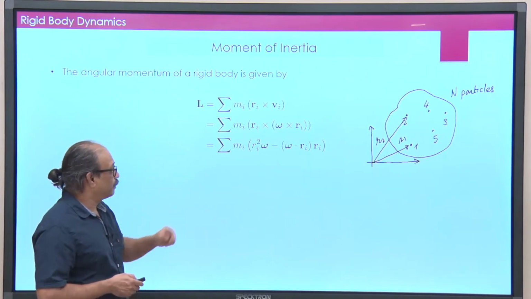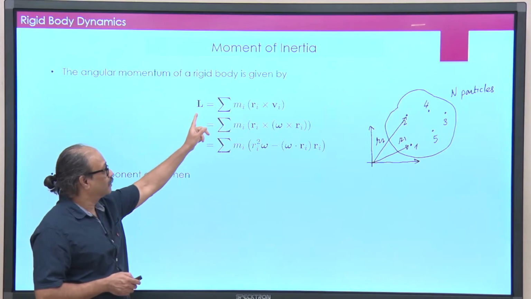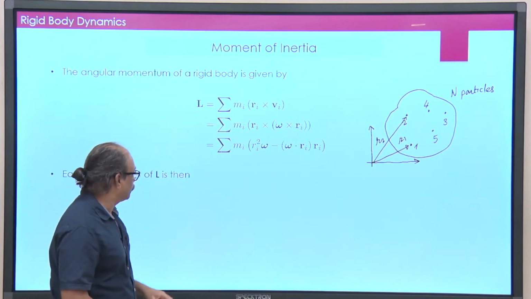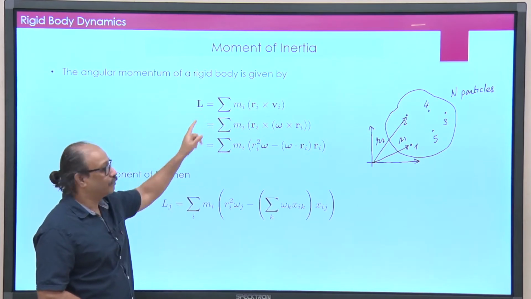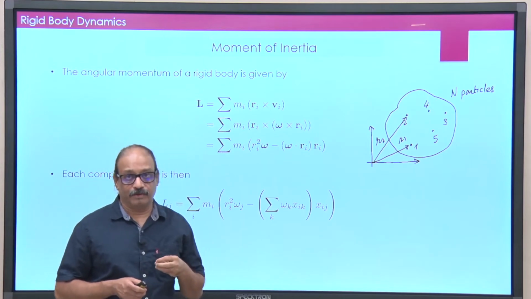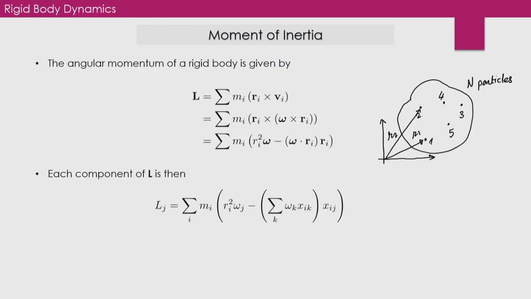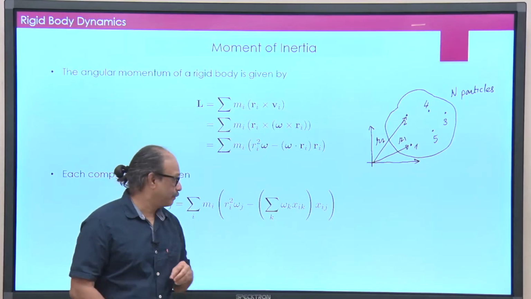Now, let me simplify this a little more. So, look at only one component of this. If I want to look at just one component, because L is a vector, let me say I am looking at L_j, that is the jth component. Here of course, I am going to use the standard numerical notation instead of x, y and z, that is L_j is written as L1, L2, L3. What it means is we are talking about Lx, Ly and Lz.